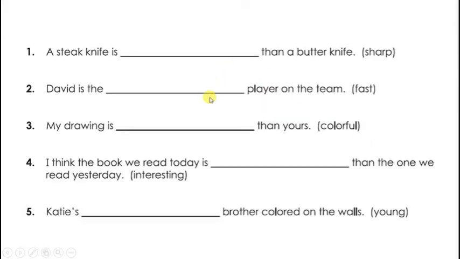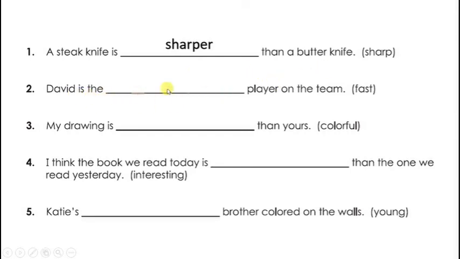So guys, let's check your understanding here. We have examples. You have to think with me. A steak knife is better than a butter knife. So guys, I have to use sharp. Sharp is an adjective. What to say? More sharp than or sharper than? Yes. A steak knife is sharper than a butter knife.